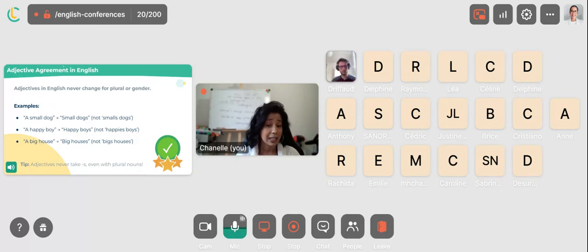So adjectives in English never change for plural or gender. So a small dog, small dogs. So we will never have smalls dogs. A happy boy will stay happy boys. A big house will stay big houses for the plural. Adjectives never take the S, even with plural nouns.